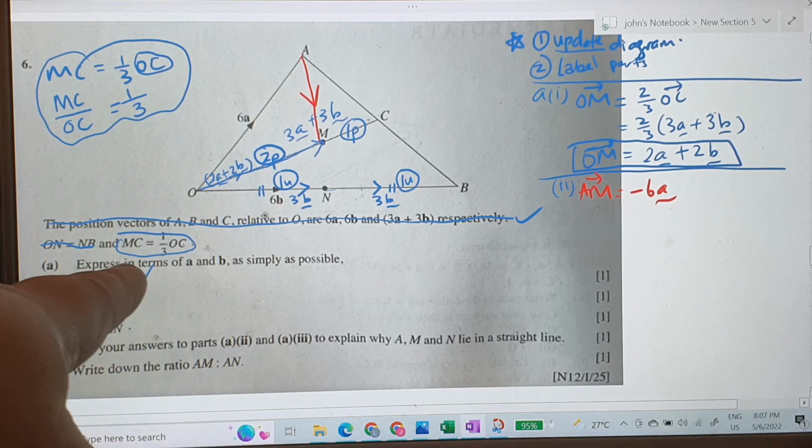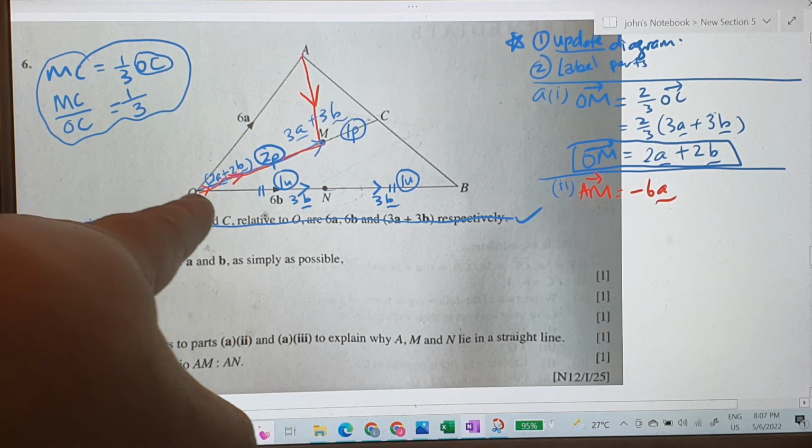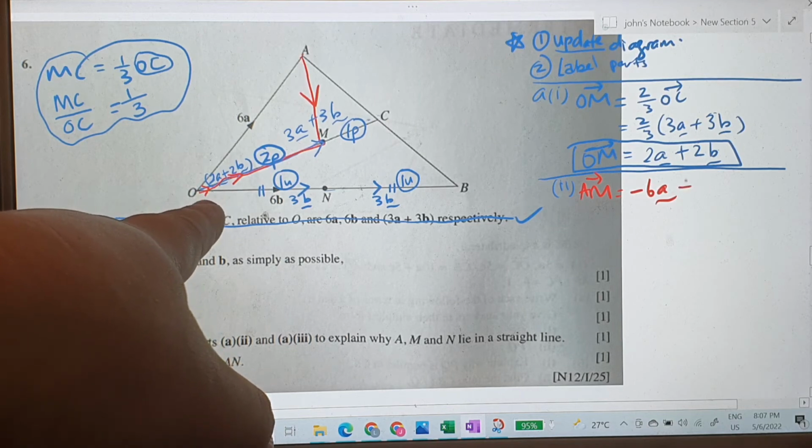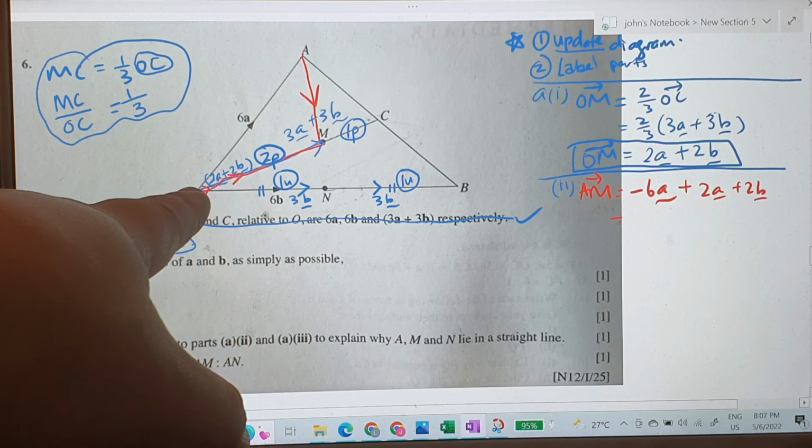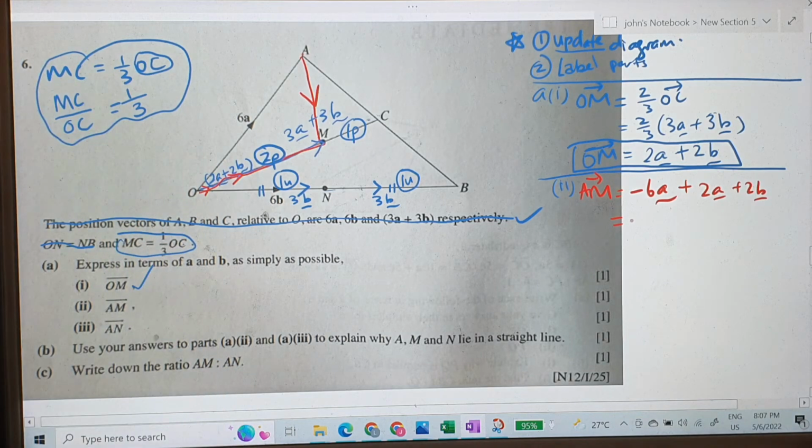Okay, and then now I'm going to travel this way. Correct? And this way, it has the same direction as just now, that 2a plus 2b. So it's a plus 2a plus 2b. So the answer is minus 4a plus 2b. Okay, so that's the answer.